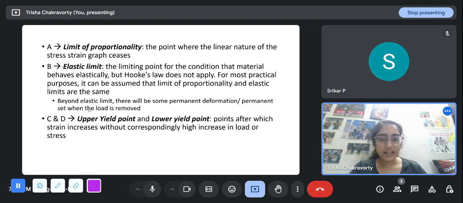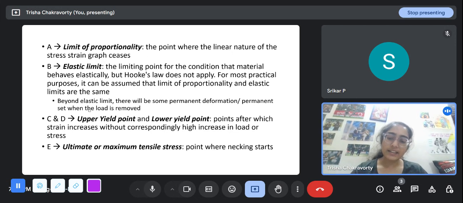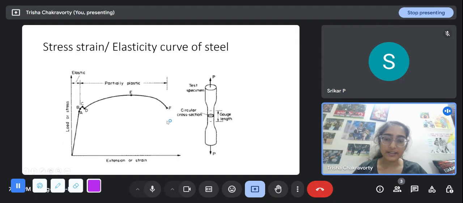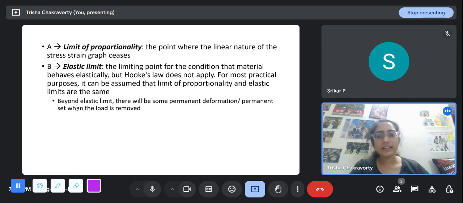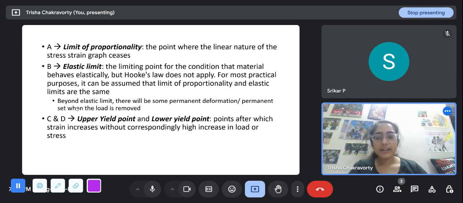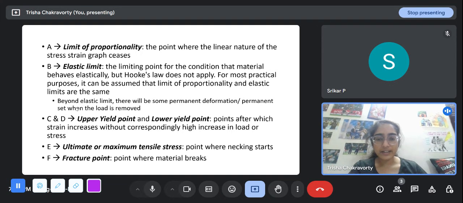And C and D are the upper yield and the lower yield point. They are placed very close together, and they are generally considered as one point. And the stress corresponding to that is the yield stress. And E is the ultimate or maximum tensile strength, and F is the fracture point. The stress corresponding to E is Fu, and the stress corresponding to C and D is Fy. Generally for Fe 410, the Fy is 250 megapascal, and the Fu is 410.